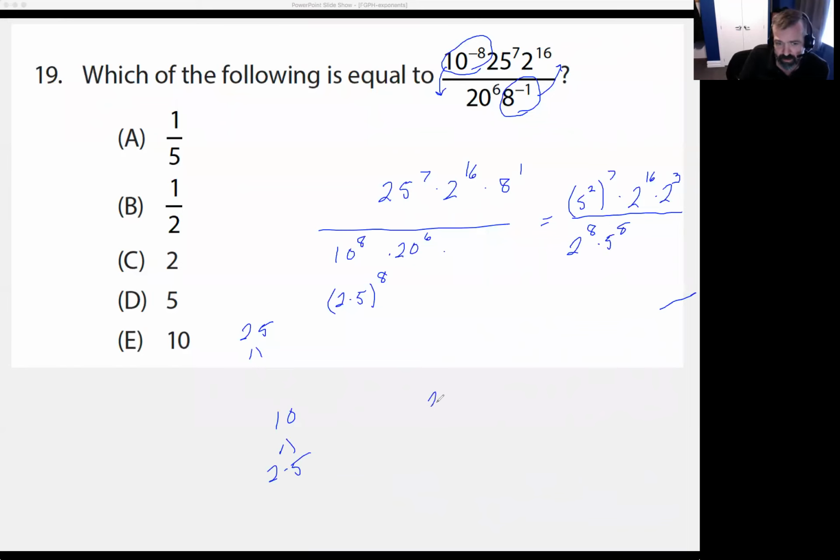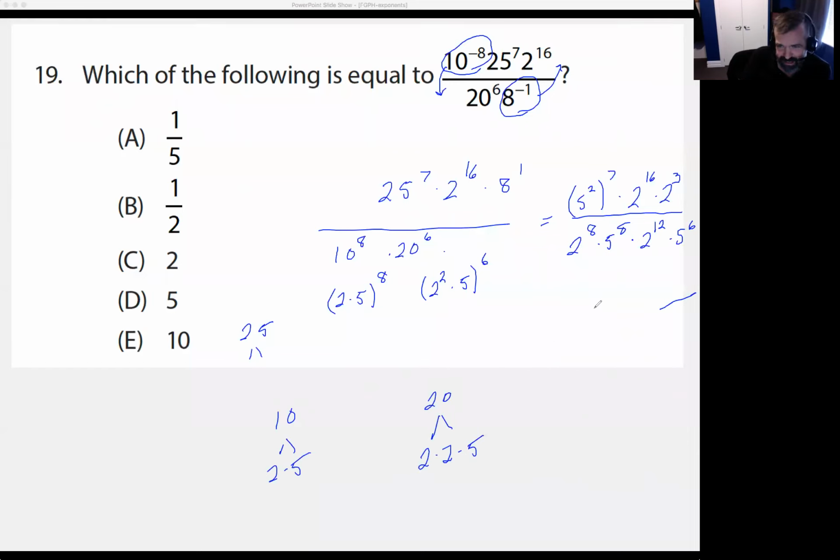All right, and then 20. What is 20? It's 2 times 2 times 5. So 20 to the 6, I can write as 2 squared times 5, all of that to the 6th power. So 2 squared to the 6th power is how many 2s? All right, so that'll be 2 to the 12th, and then 5 to the 6th.